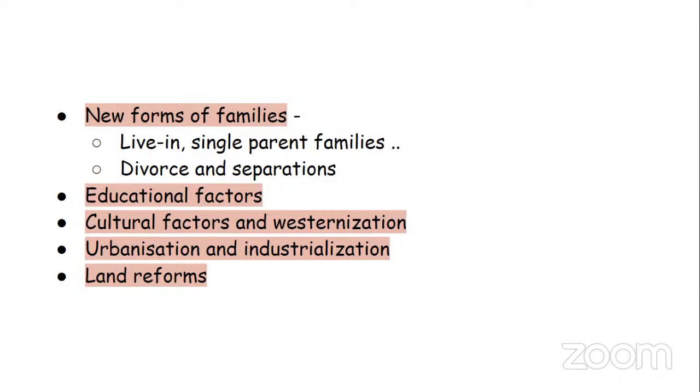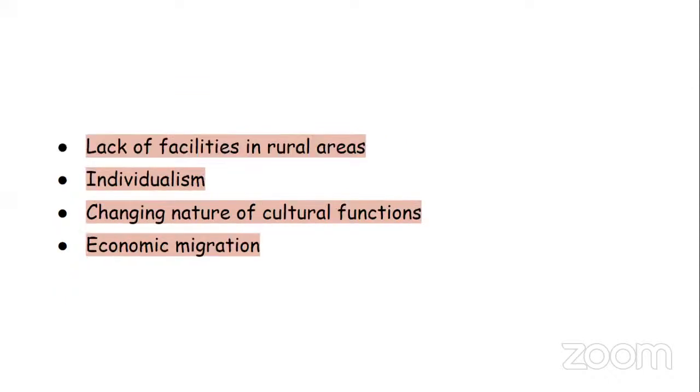Then there are cultural factors and westernization, urbanization and industrialization, land reforms. Then lack of facilities in rural areas is also an important reason for the collapse of joint families. Due to the lack of facilities in rural areas, people started to migrate to cities. And in cities, it is not possible to live like a joint family, because people mostly settled down in cities around their workspaces. So forming a joint family is not possible in cities. So the lack of facilities in rural areas caused the migration of people to cities, and this also resulted in the breakdown of joint family systems in India.